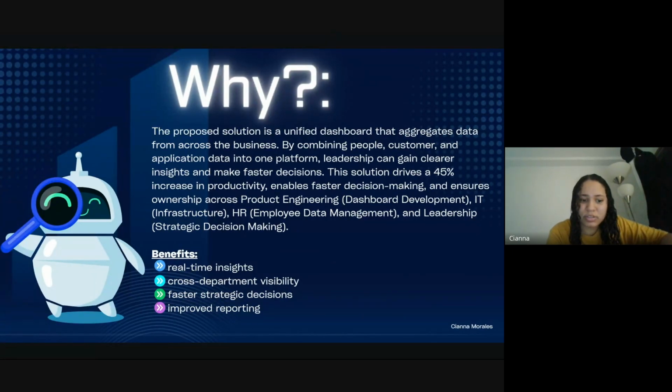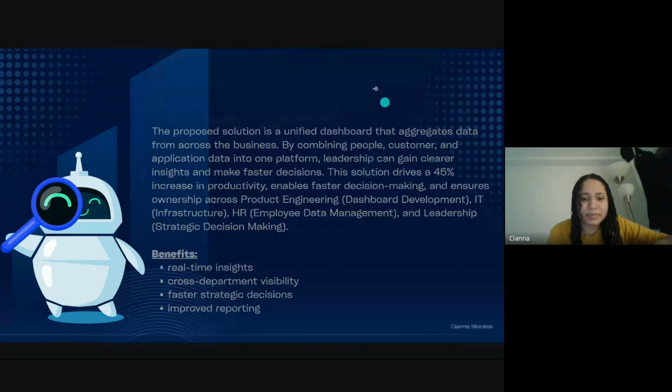IT will deal with infrastructure. HR will handle employee data management, and leadership will be focused on strategic decision making. So everyone has a role in how to make this solution come true. The benefits will be real-time insights, cross-department visibility, faster strategic decisions, and improved reporting.